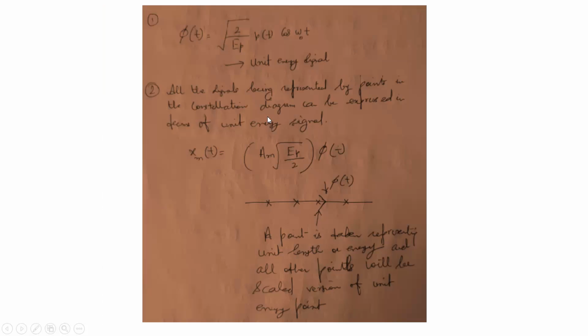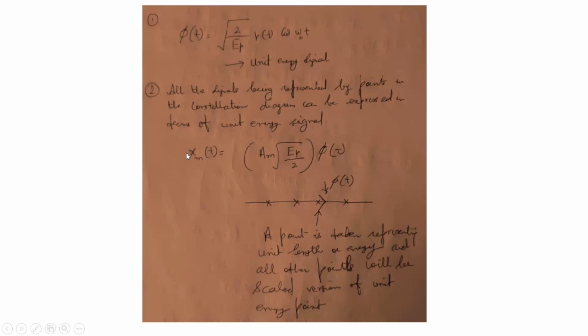What I want to do by defining this unit energy signal, or the basis, is to express all the other points in terms of it. All these points actually represent the signals, so I want to represent 4 signals in the case of 4 PAM in terms of this unit energy signal. The energy of the signal is unity, and this signal is defined as square root of 2 by Ep, the scaling factor so that the energy comes out to be 1, times p(t) cos omega0 t.